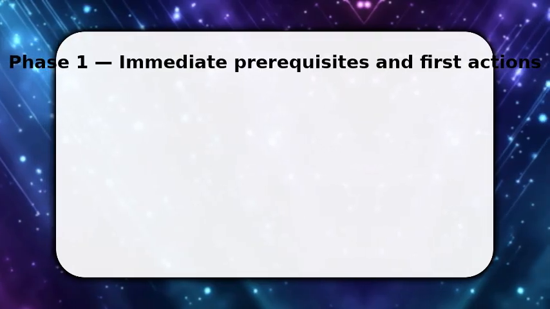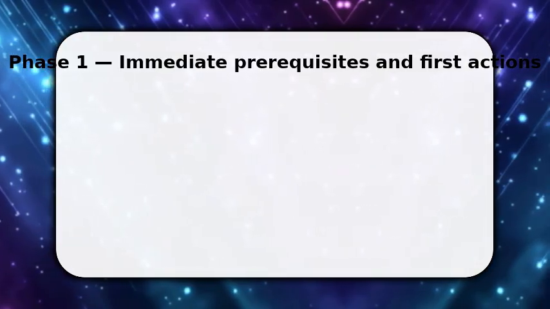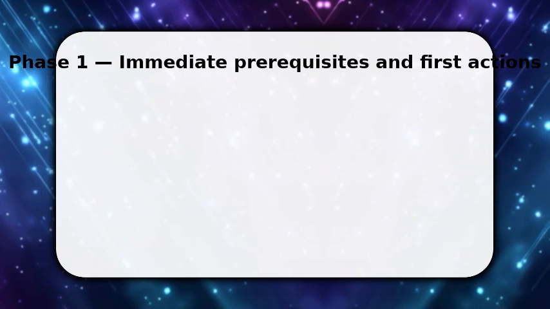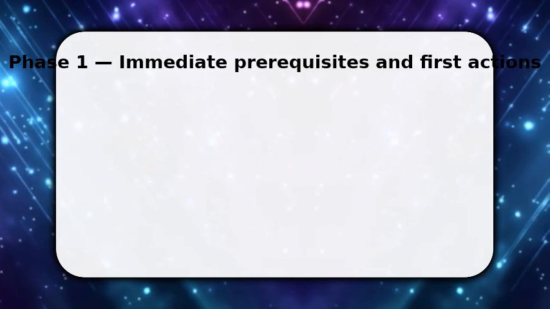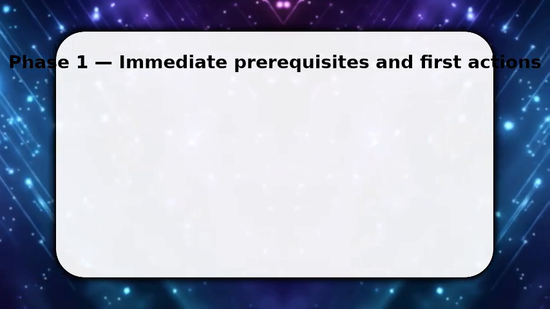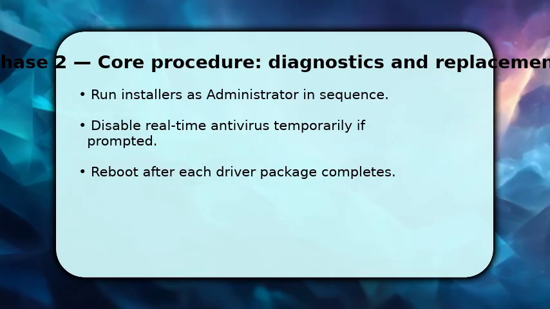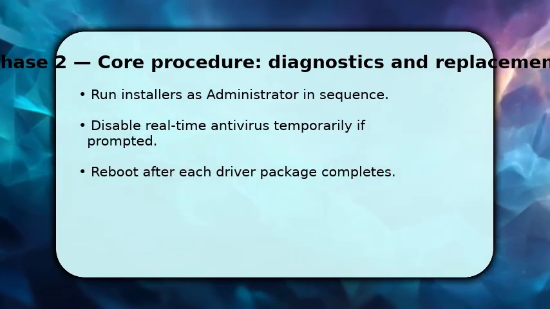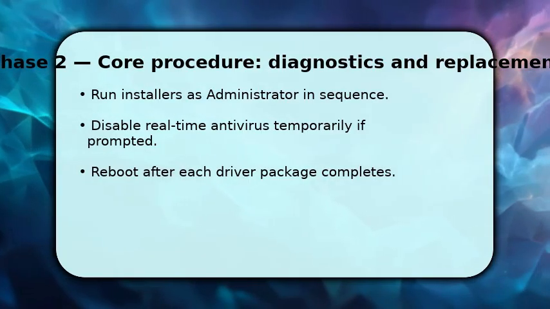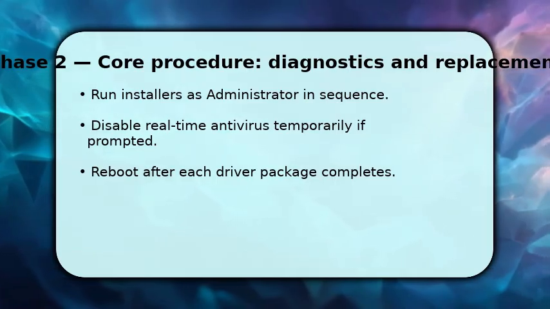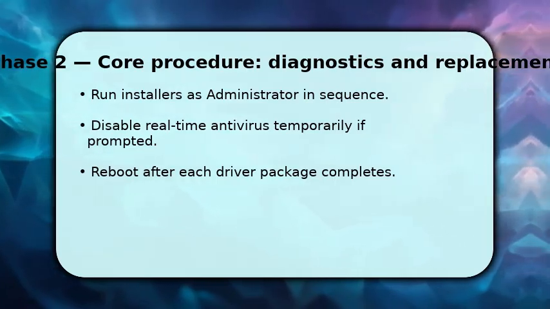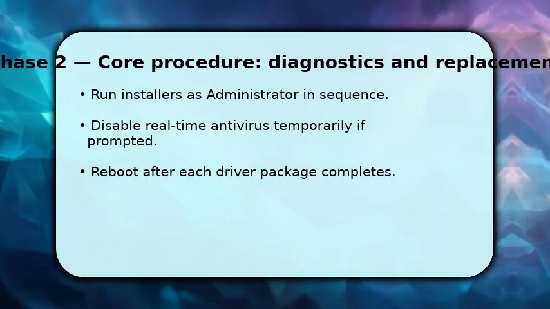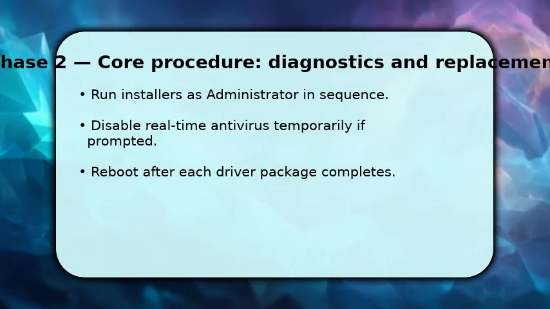Once done, extract installers to a known folder and close background apps, so installation runs cleanly. You now run the installers in the proper order. First the chipset/system drivers from Asus, then the AMD graphics package, and finally any ROG utilities. Run each installer as administrator. This ensures system files are replaced correctly.